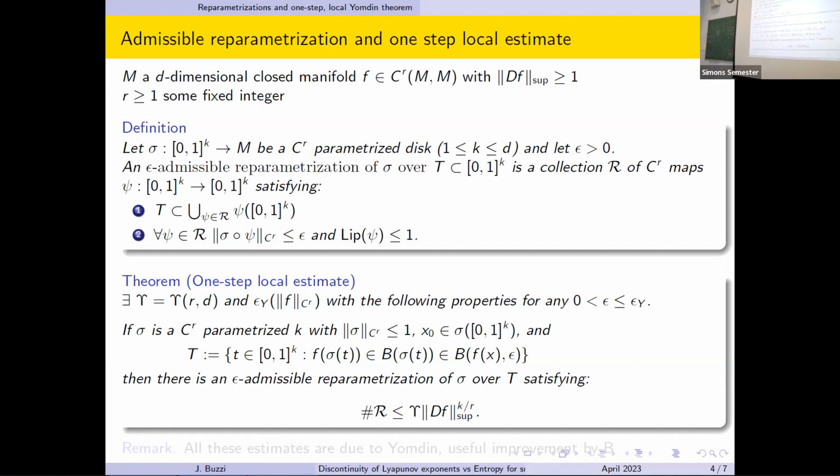Sorry, yeah, several. Okay, let me rewrite it here. Okay, so there exists this epsilon, such that for all parameterized disks with CR size at most epsilon, at zero, then T is the set of parameters such that the image stays close to some point X zero.